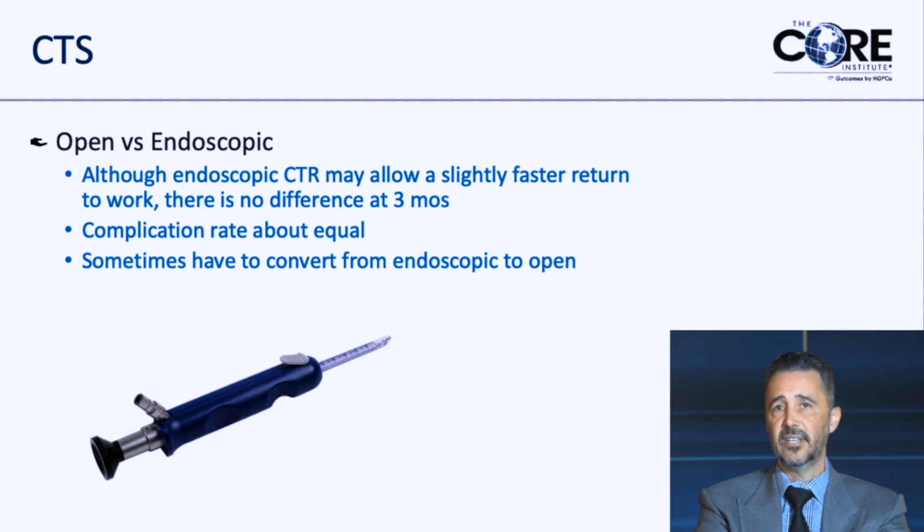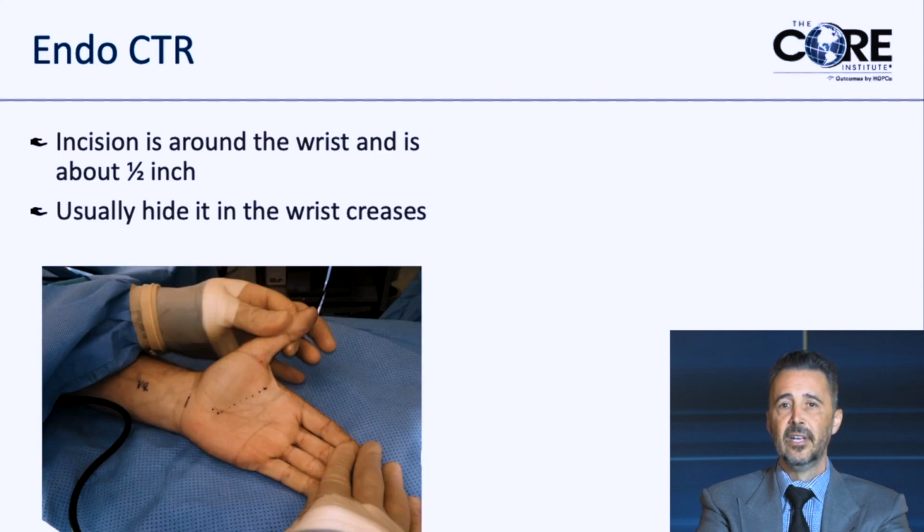a small incision at the wrist, and we sometimes have to convert it intraoperatively to a small open procedure because there might be a strange nerve branch in our way and we can't safely get it done through a scope. So I always tell all of my patients we reserve the right to convert the endoscopic to an open procedure if we need to. This is kind of what it looks like if we're going to do an endoscopic procedure.